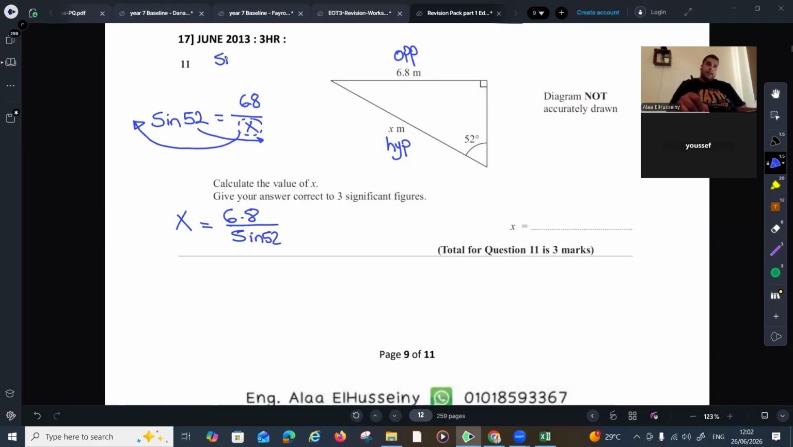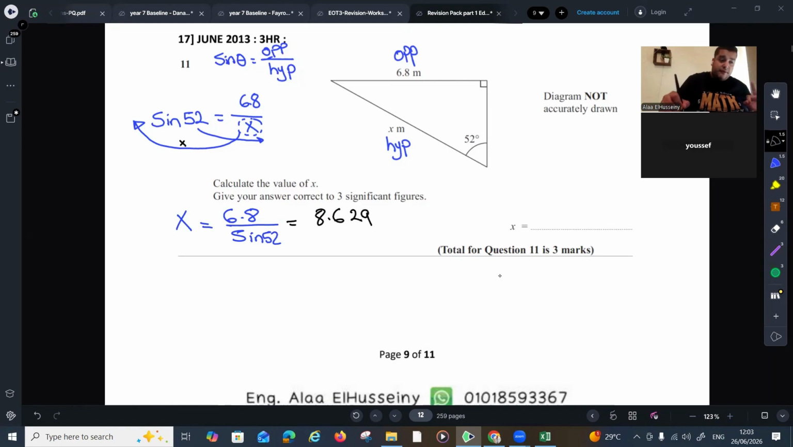Sine. Sine theta, which is the angle, equals the opposite over the hypotenuse, right? Yes. So the theta, the angle, is 52 degrees. The opposite is 6.8 and the hypotenuse is x. We need to get the value of the x here, Yusuf. So we're going to move the x to the other side with times, and bring the sine 52 down with division. So that's 6.8 over sine 52, which is 8.629.